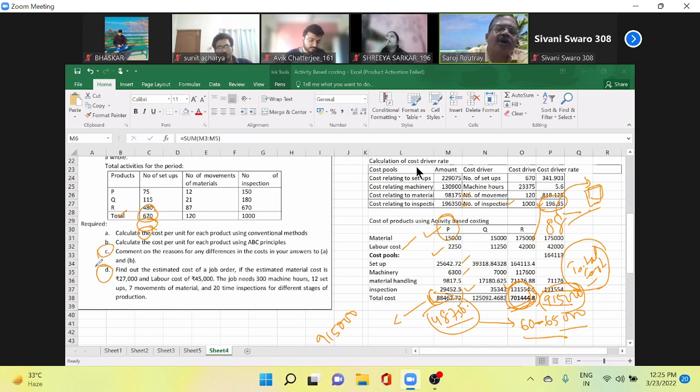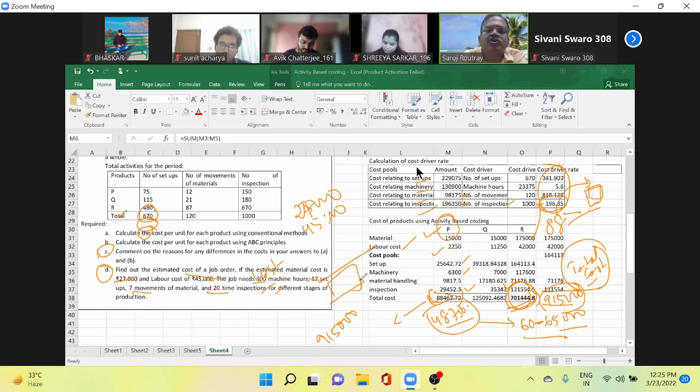Now, point D, you have to find out the cost of a job where material cost and labor cost is like this. So what you have to do, 25,000 material cost, 27,000, 45,000 labor cost. And then you have got 4 cost pools. So you're writing setup, machinery, material inspection, and whatever numbers are there, multiply it with the rate and find out the cost of the job. So this is what is asked in question number D, which is your assignment work. You have to work on it. You have to do it on your own.